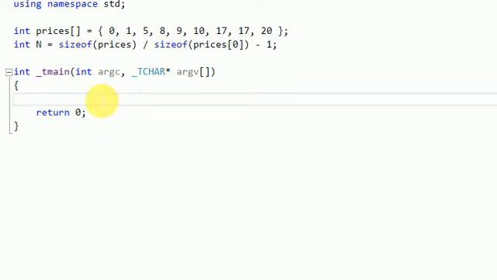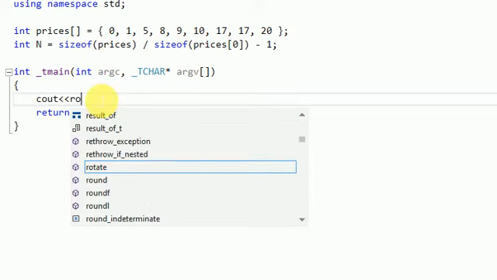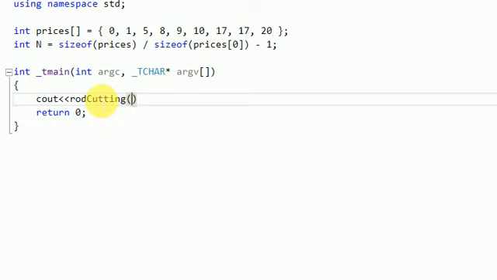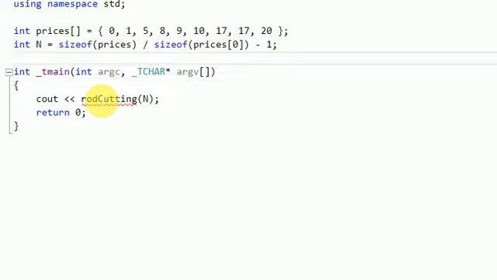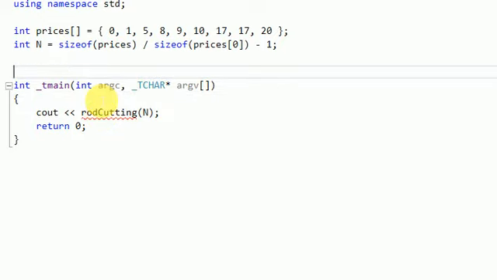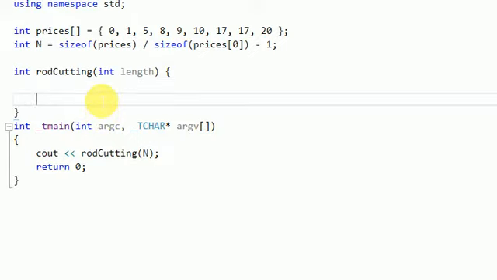Now let's write the recursive program for this. Rod cutting of n is 8. Okay, we are just ignoring the 0th index. Now rod cutting, the parameter we are passing is the length of the rod. Okay, now int answer. Let me show you.